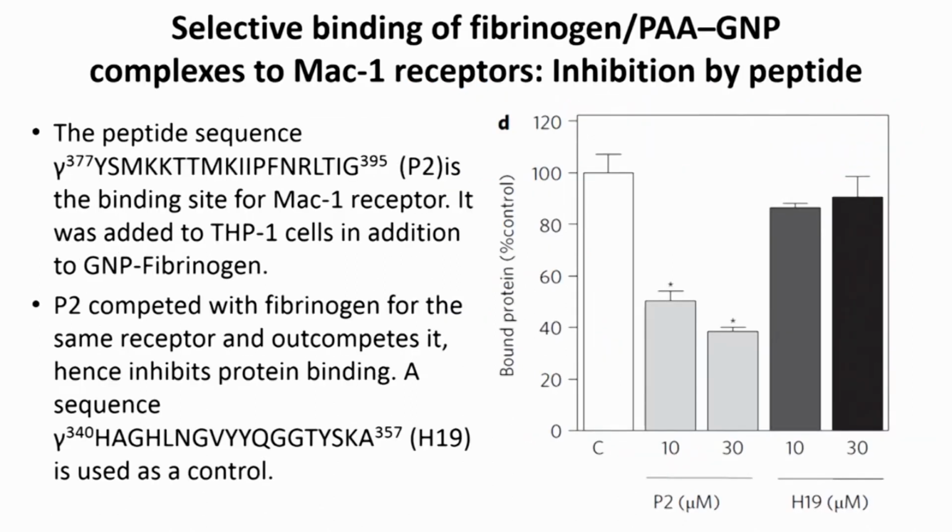And then they showed that you can use some inhibitor of this particular MAC1 receptor, and so if you put receptors that bind to the MAC1, then your fibrinogen coated protein on the particle cannot bind to this, and that is what they have shown here. So, the bound protein is actually decreasing, whereas if you use another peptide which has no affinity, it does not do anything. So, it is a further confirmation that this is MAC1 receptor that is actually interacting with your protein.